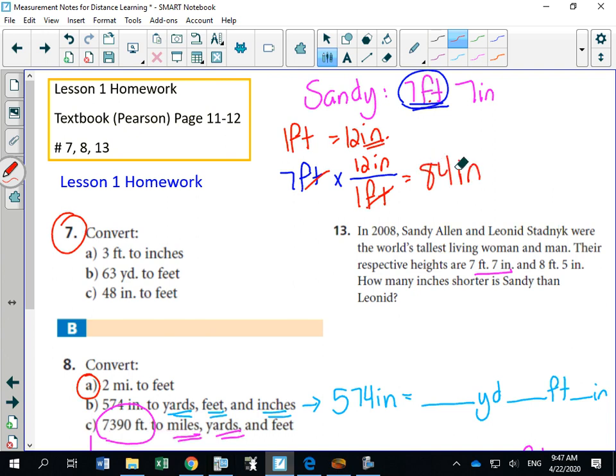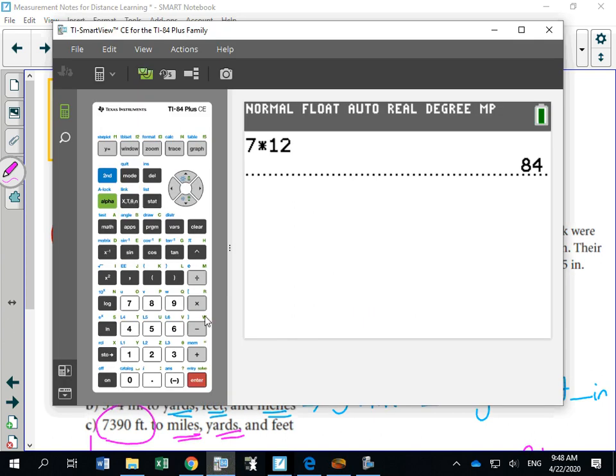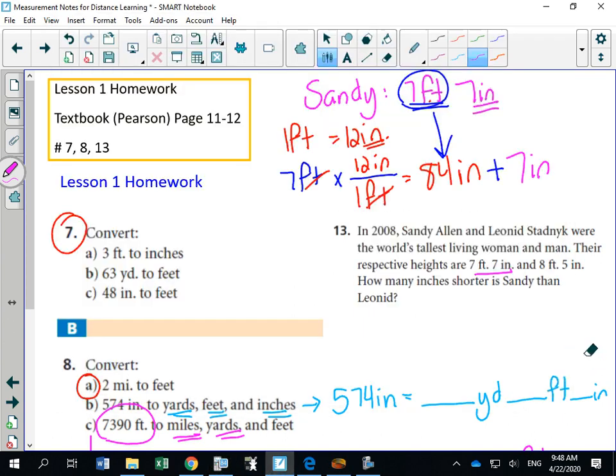Now, is that how tall she is? Would you say that Sandy's 84 inches tall? No, she is 7 feet 7 inches. So 7 feet is 84 inches. And what I have to add to this is that 7 inches. So Sandy's height is 84 plus 7. She is 91 inches total.